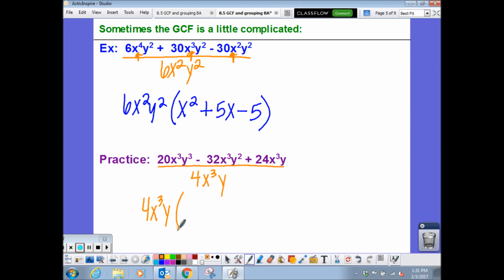That's what it's going to say on your homework. 20 divided by 4 is 5. That leaves me with no x's, and then I'm going to have y squared left. Minus 32 divided by 4 is 8. My x cubes cancel. I have y squared up top and y on the bottom. That leaves me with y. Plus 24 divided by 4 is 6. X cubes cancel, y's cancel. So that is all I'm left with.